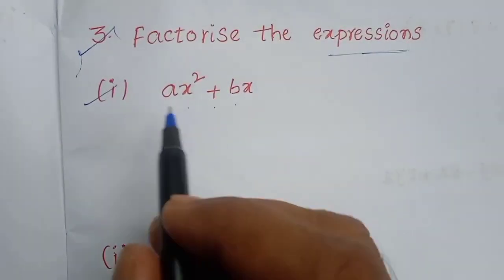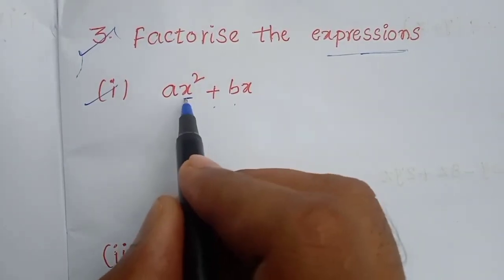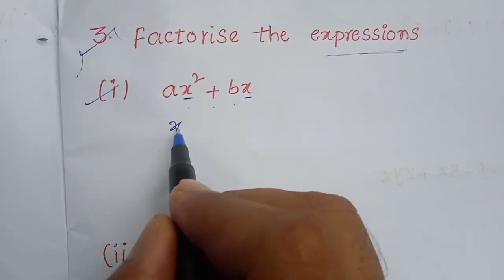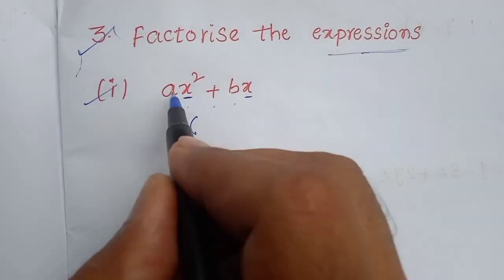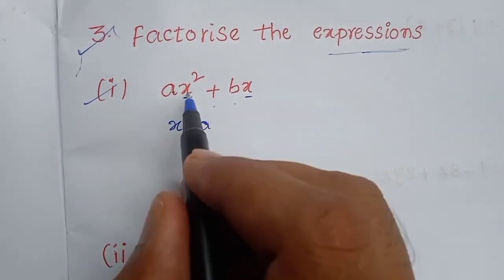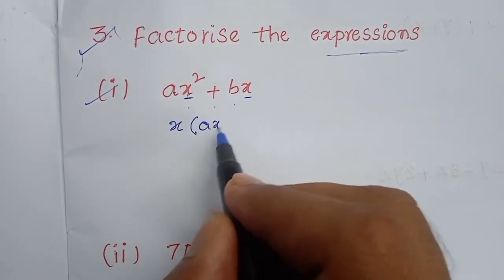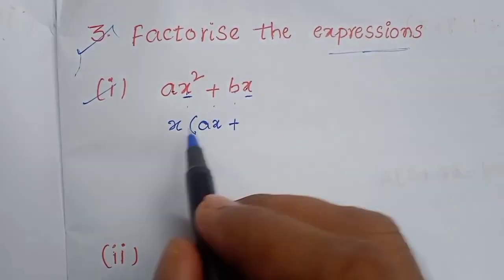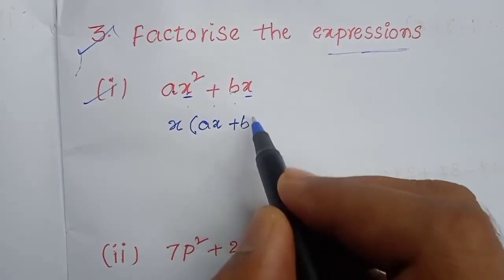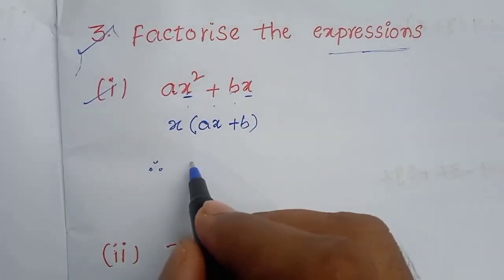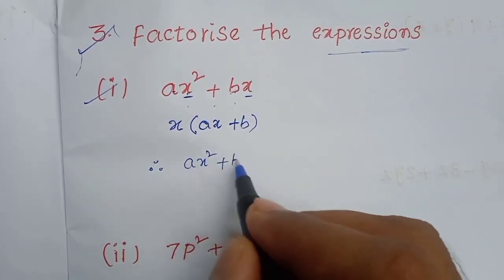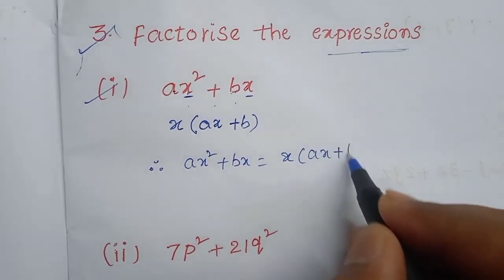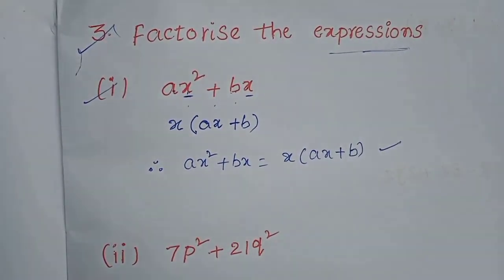See what we can take as common. See, in x square we can take x as common and in x also we can take x as common. Take out x as common, then you get what here, a coefficient remains the same. In x square you get x here. Then plus in bx, x as common, then you have only b here. So therefore the factorization of ax square plus bx is x into ax plus b. So in this way we factorize this.